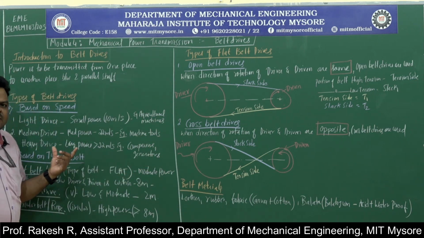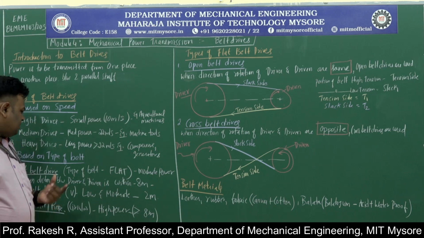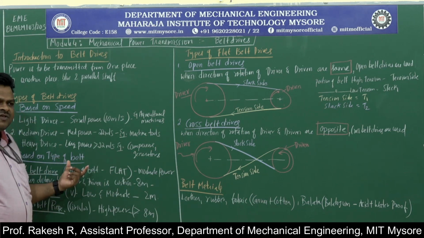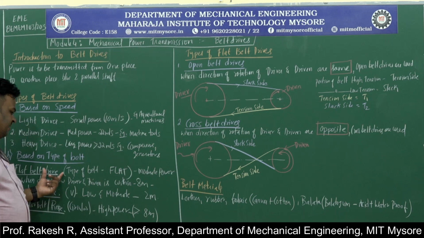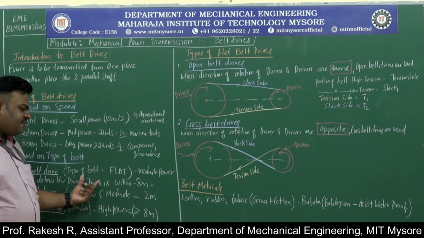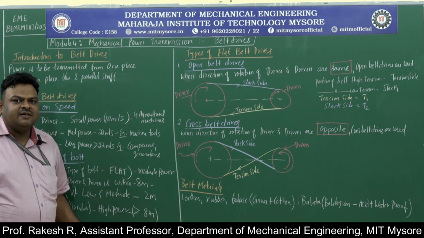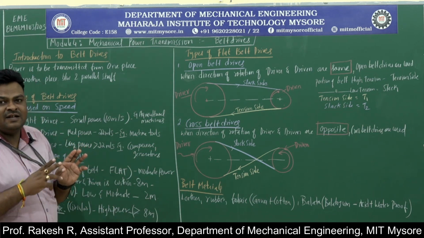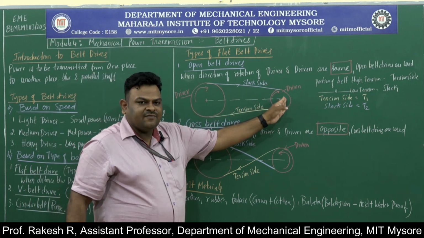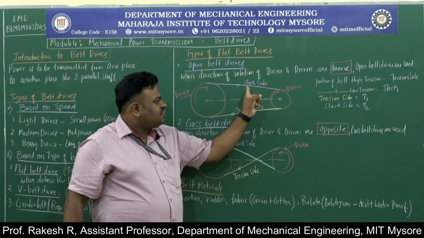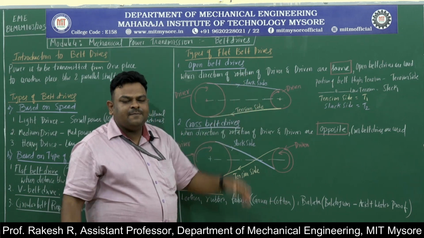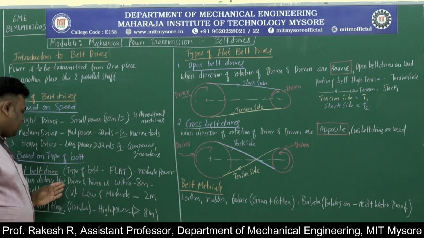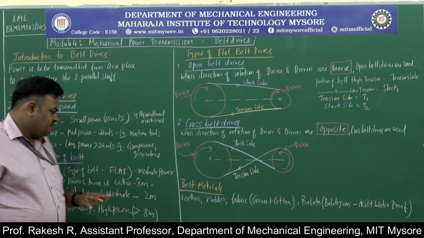Then let us see one more classification of belt drives based on type of belt. If the type of belt used is flat, then it is a flat belt drive. Flat belt drives are used when the distance between driver and driven is within 8 meter. Driver means which drives the wheel, driven means which is driven by the wheel. This is a driver wheel, this is a driven wheel. This will be rotating like this. So the type of belt used here is flat belt, and the distance is within 8 meter.